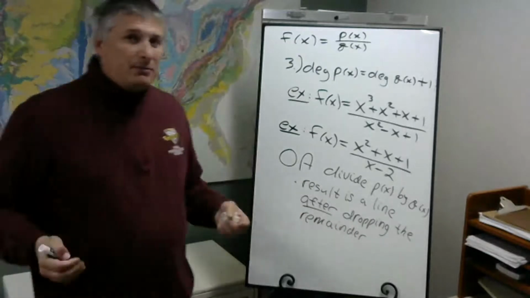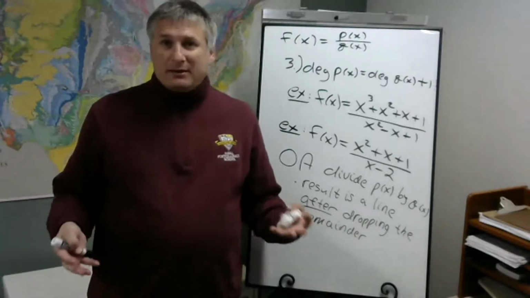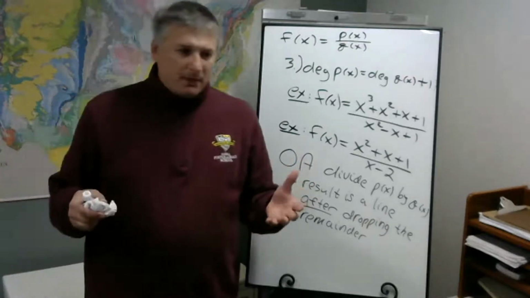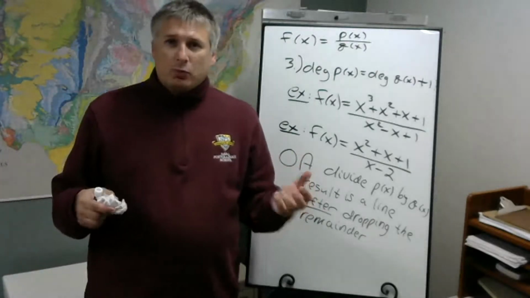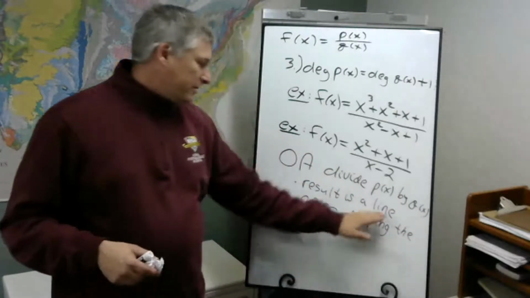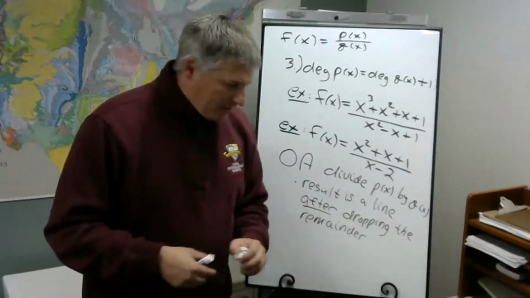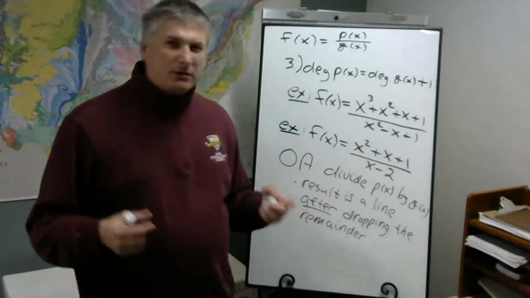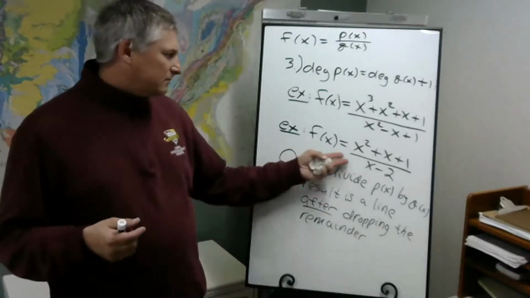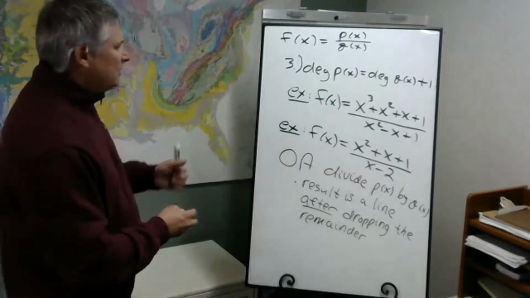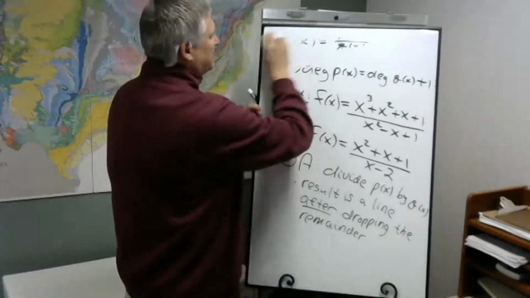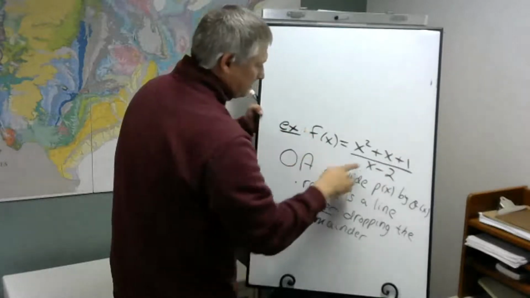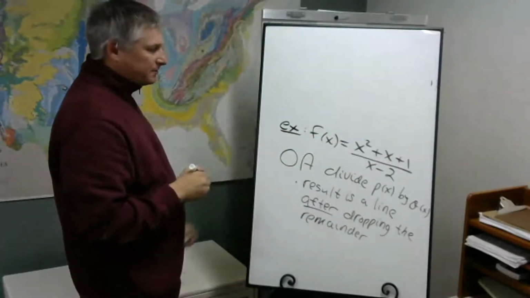So the result's going to be a line plus some kind of remainder. And if there happens to be a remainder, we're going to ignore it. We're just going to go with the line. There's a reason for that, and I'll talk about that in a little bit. So to explain what's going on, let's do this division. Let's say we want to find the oblique asymptote for this rational function.